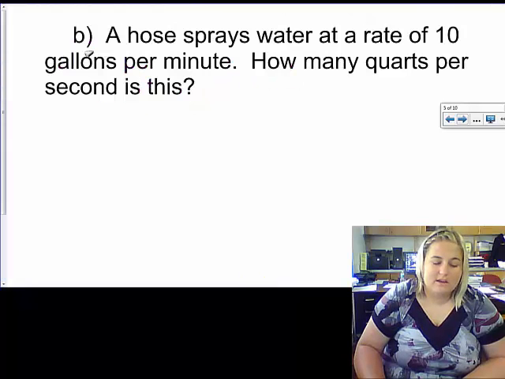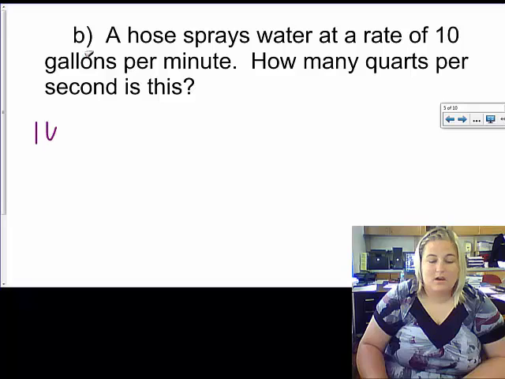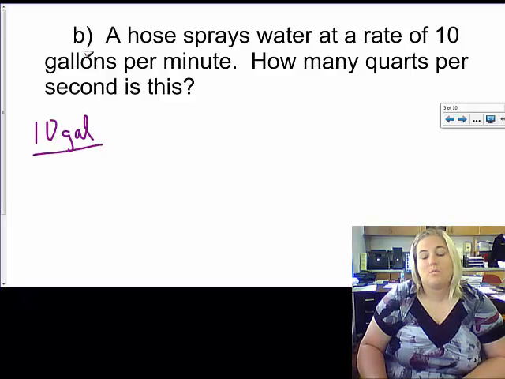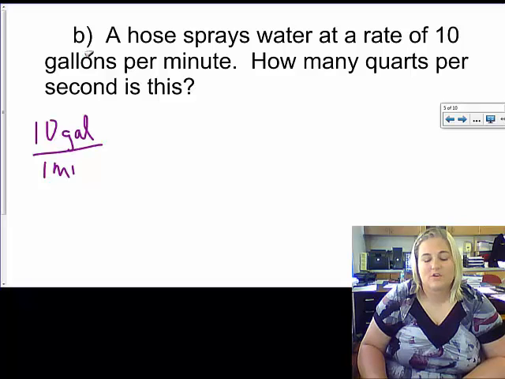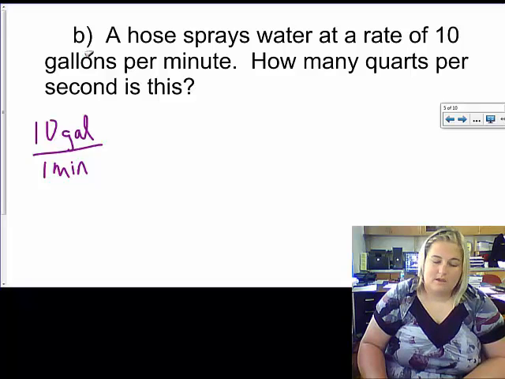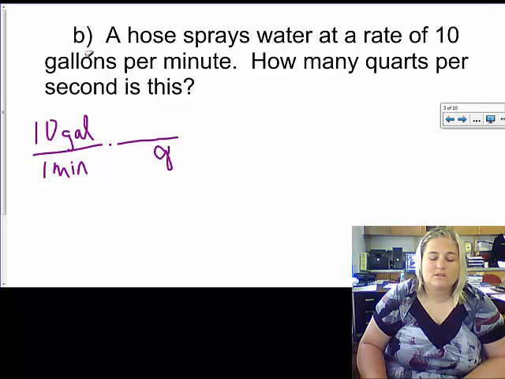Here it is. A hose sprays water at a rate of 10 gallons per minute. How many quarts per second is this? So we know that we're dealing initially with 10 gallons, and it's spraying at 10 gallons per 1 minute. So we want to convert it to quarts per second. That means we're changing both. So let's change gallons first. For gallons to cancel, it must go in the bottom. And I'm changing it to quarts.